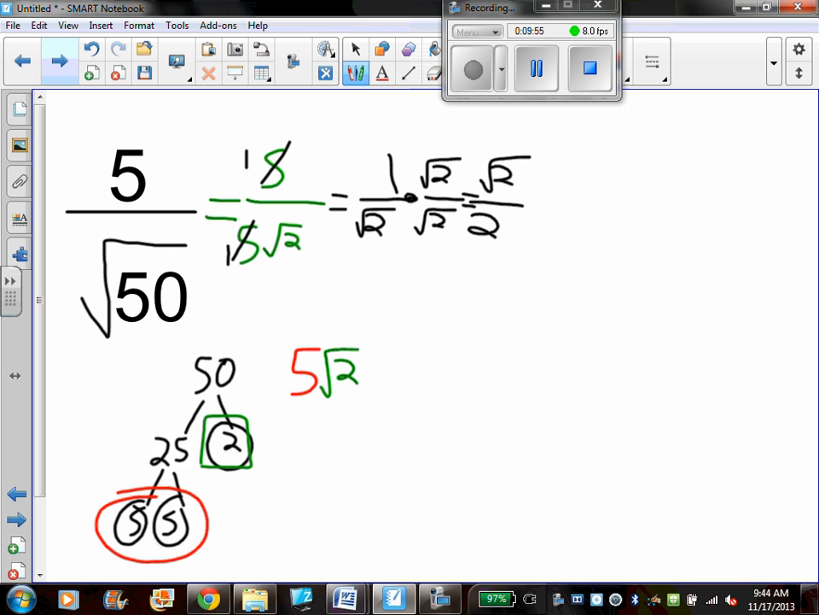Remember that when you have a root times itself, you're going to end up with the number that's under the root as that answer. So that is the simplified form of 5 over root 50.